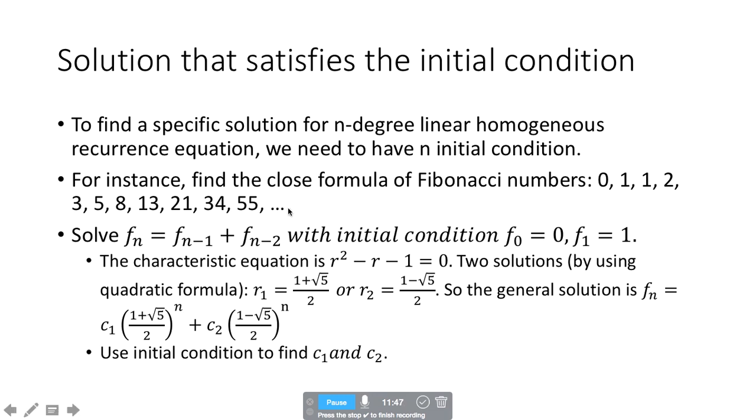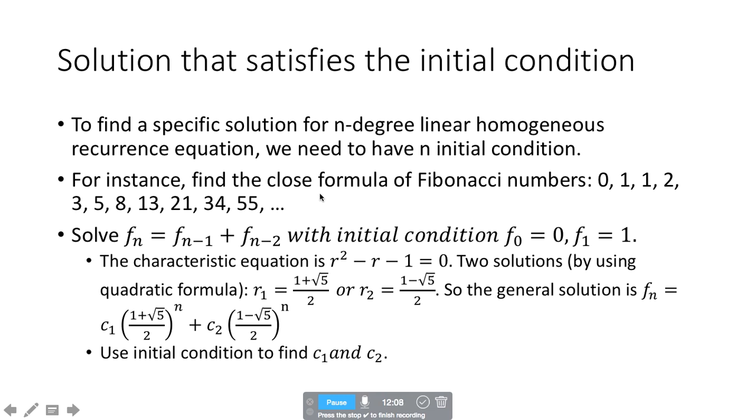To find a specific solution for an nth degree linear homogeneous recurrence relation, we need n initial conditions. Now, since we only ask students to understand how to do it for first degree and second degree, we only need one initial condition for first degree and two initial conditions for second degree.